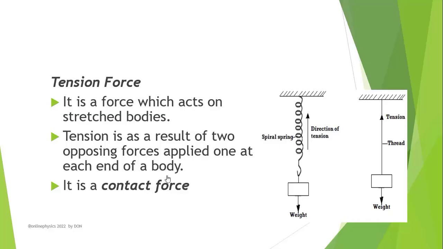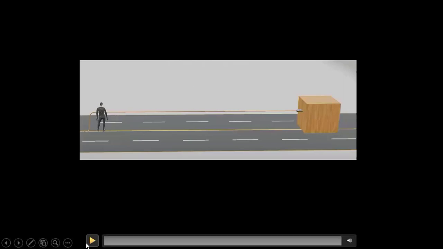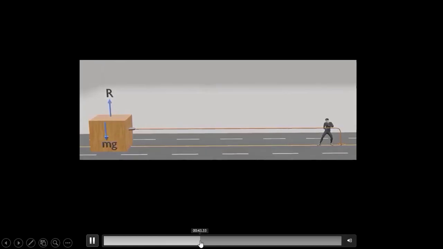And as we move to the next one, let us discuss it, then we move back to check the video. So under tension force, it is a force which acts on stretched bodies, and usually these are strings, threads, spiral springs, and so on. Tension is a result of two opposing forces applied one at each end of a body. It is a constant force. So let us check this video once more, which can give us that understanding. I want to forward it to a point where it's going to give us a clear picture.